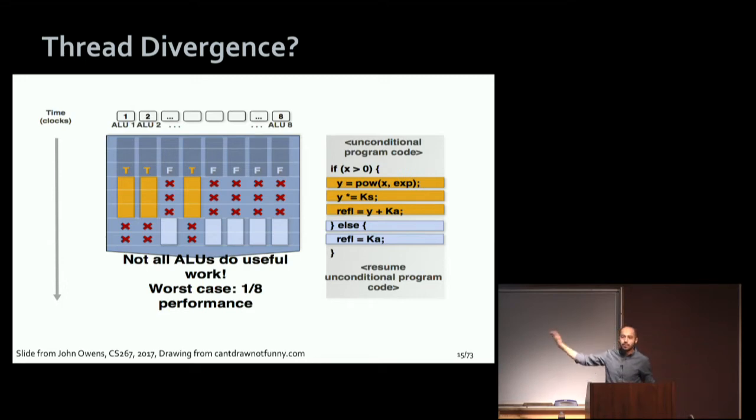So this is very important. If you're writing CUDA code, you have to make sure that even if an algorithm is not optimal, but it has less thread divergence, you will probably get better performance.